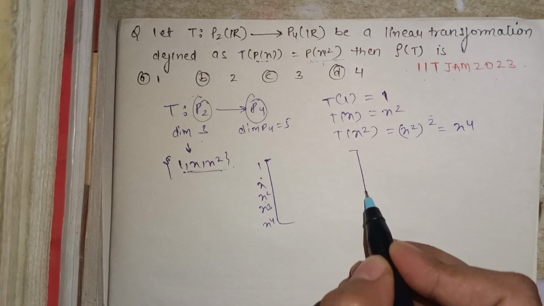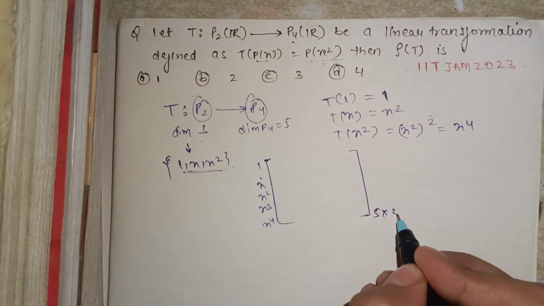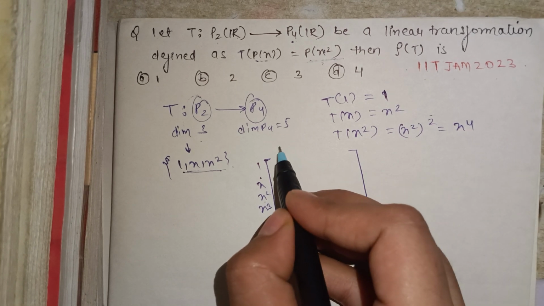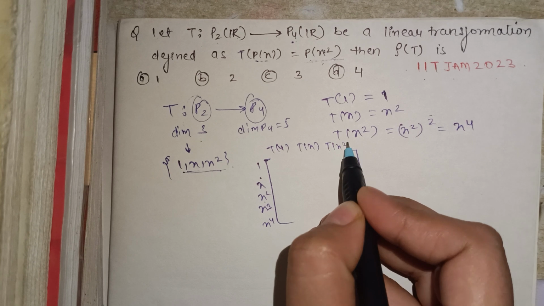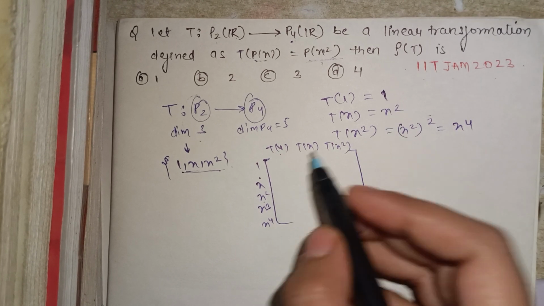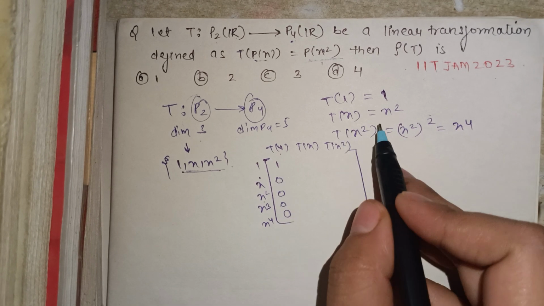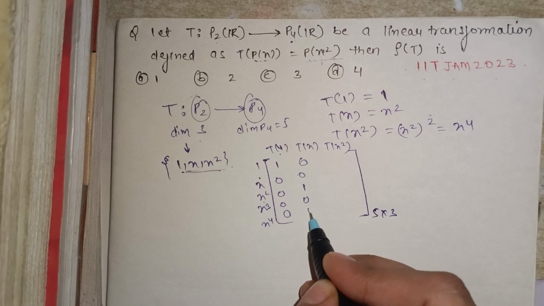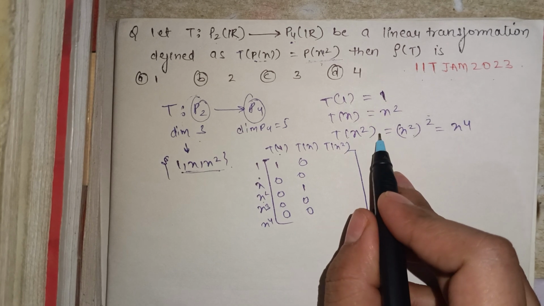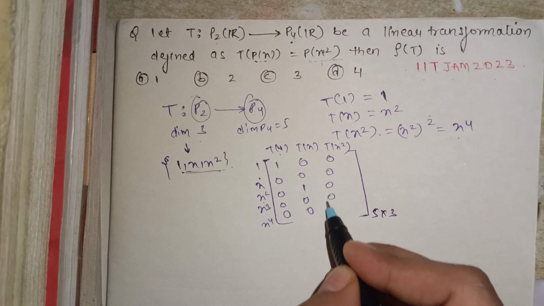This is a matrix of what order? That is a 5 cross 3 matrix. And here the columns are T(1), T(x) and T(x square). So T(1) is 1, 0, 0, 0, 0. T(x) is x square, so 0, 0, 1, 0, 0. And T(x square) is x to the power 4, that is 0, 0, 0, 0, 1.